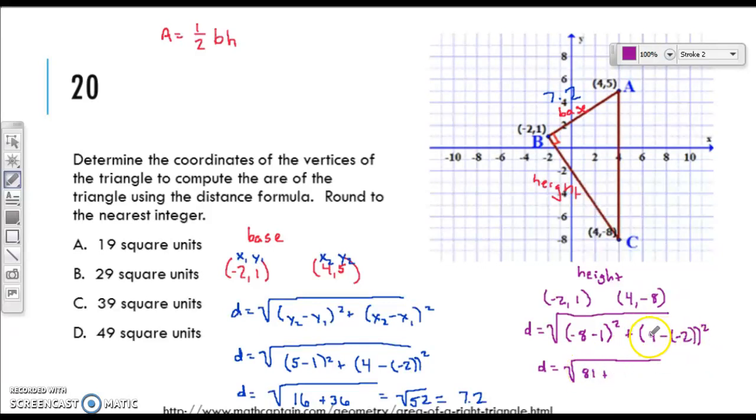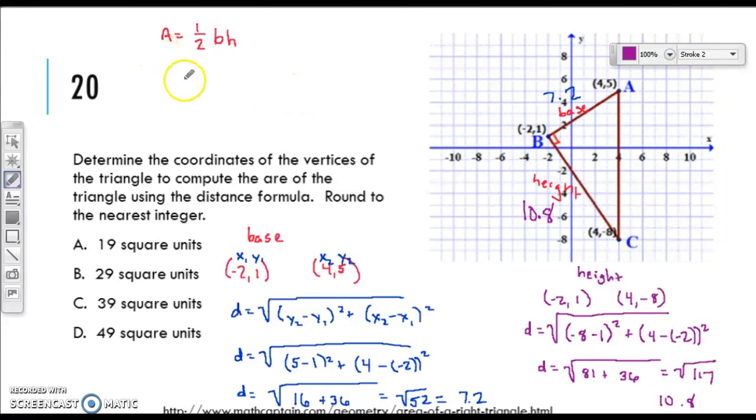Over here I've got 4 minus -2. We did that over there. We know that that's 6, and 6 squared is 36. That's going to give me 81 plus 36 is 117. And now I have to find the square root of 117. So I'm going to hit second square root, 117, and I get 10.8 approximately. So I know the length of this side over here is 10.8.